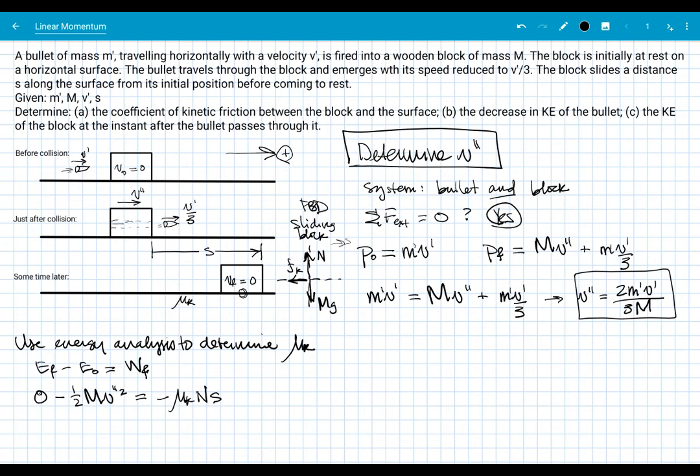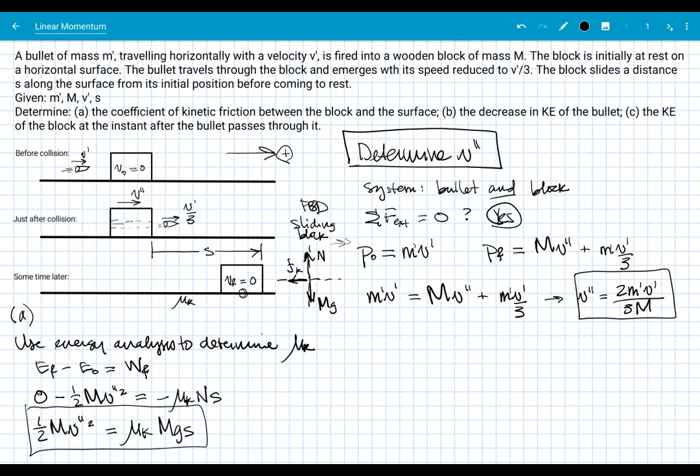So actually what I end up with here is 1/2 m v double prime squared is equal to mu k m g s. Okay, so that's another equation. All right. So that will allow me to find my mu k. I can sub in for that v double prime and I can solve for mu k. So that part A is basically done.